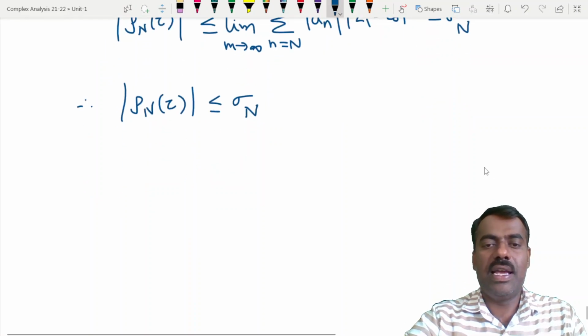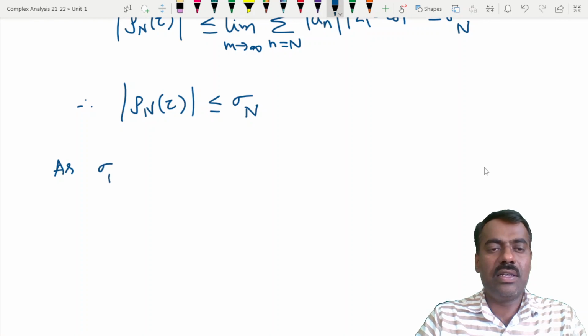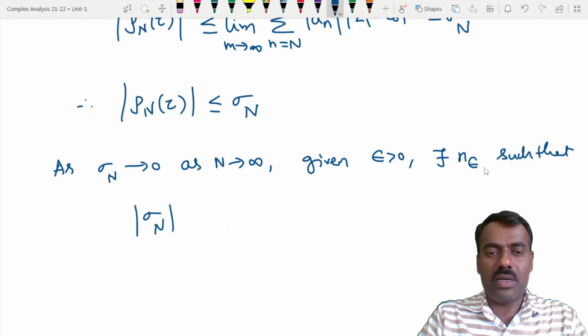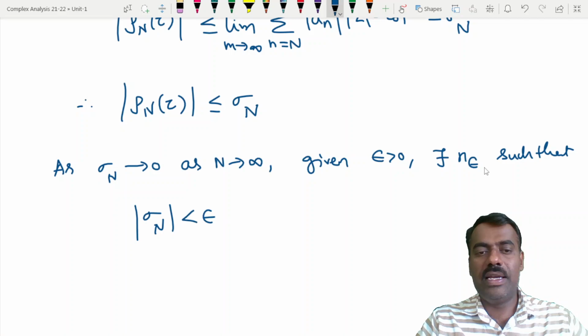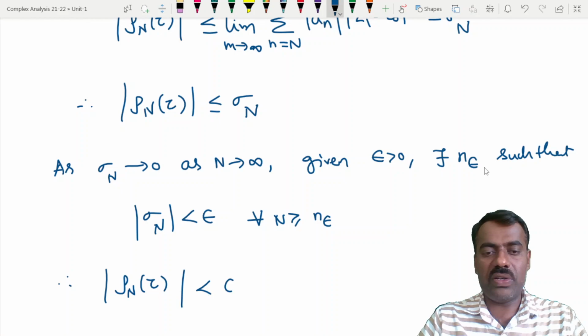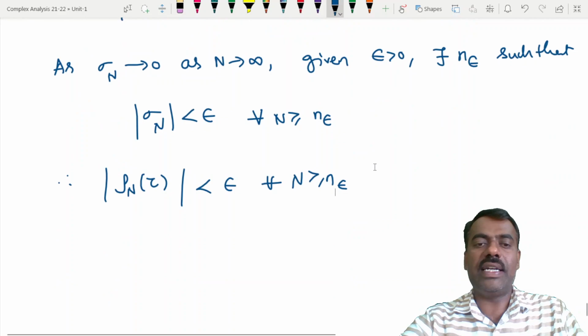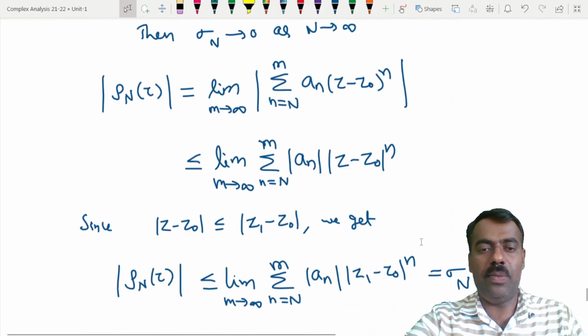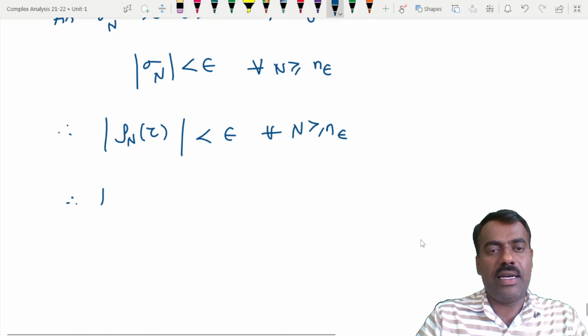So this implies rho_n of z is less than or equal to sigma_n. Now we know sigma_n tends to 0 as n tends to infinity, so for every epsilon greater than 0 there is an N epsilon such that sigma_n is less than epsilon for all n greater than or equal to N epsilon. Therefore the modulus of rho_n of z is less than or equal to sigma_n, which is less than epsilon for all n greater than or equal to N epsilon, and this does not depend on z. Whatever z we started with, anywhere in this disk, it is less than epsilon.